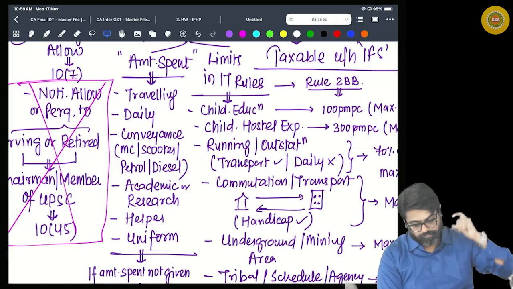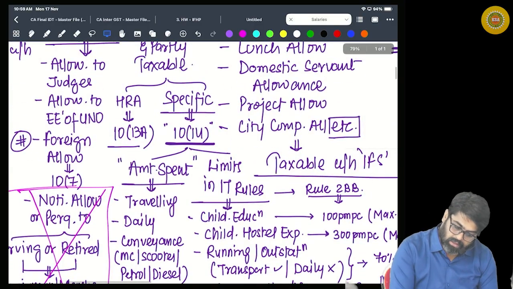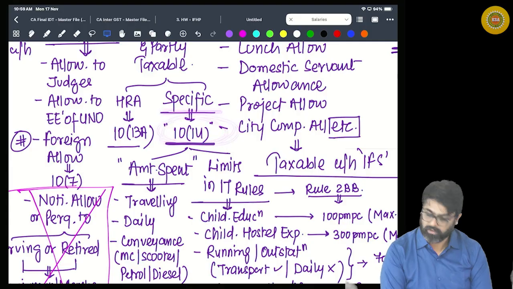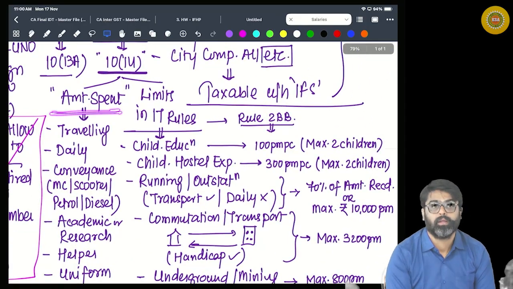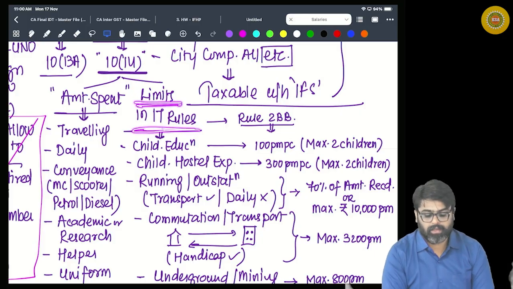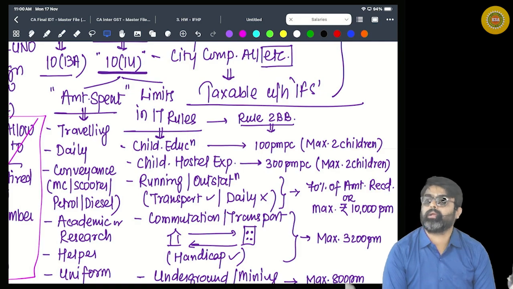Now pay attention. There are certain special allowances which will be exempt under section 10(14), but now the exemption will not be on the basis of the amount spent. Now the exemption will be based on the limits given in the IT rules. So there is rule 2BB in the income tax rules.